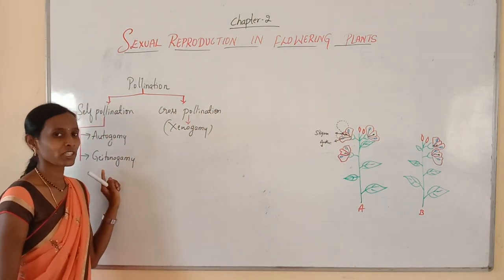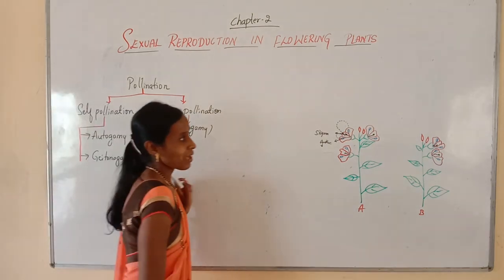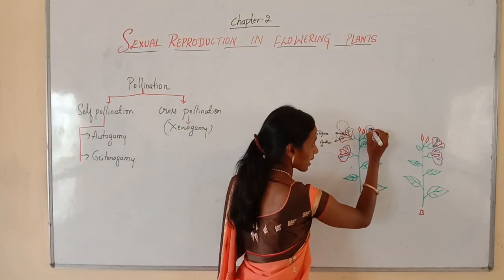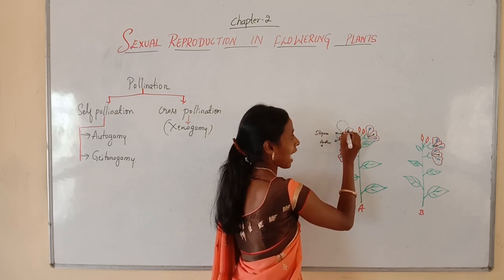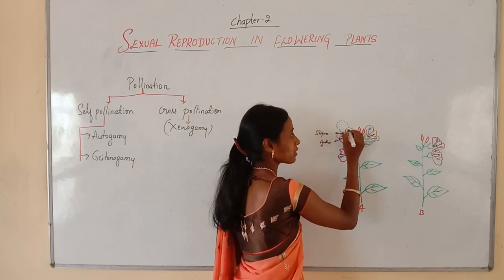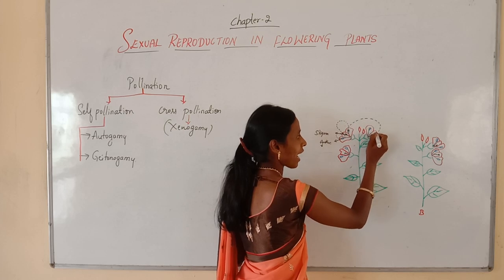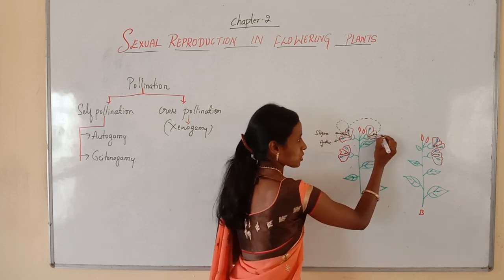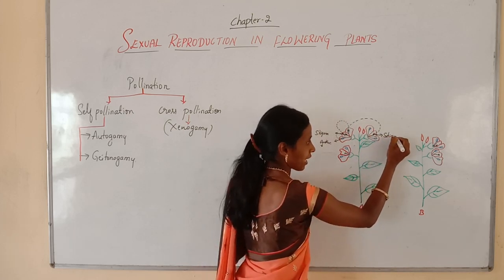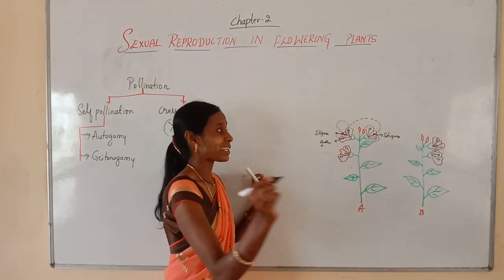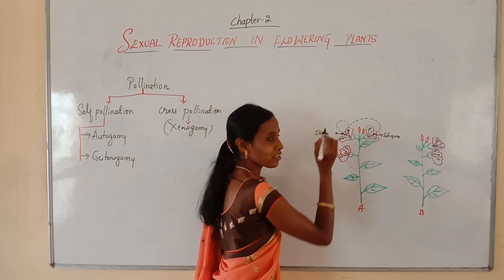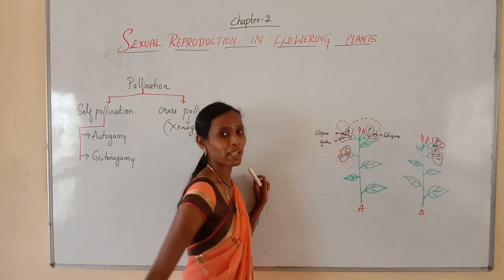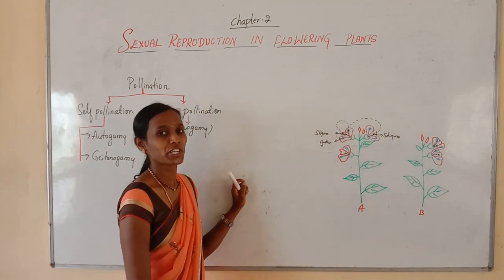Then what do you mean by gynogamy? It is the transfer of pollen grains from the anther of one flower to the stigma of another flower. So this is the stigma of another flower. Here the transfer of pollen grains takes place from one flower to another flower of the same plant. This is nothing but gynogamy.